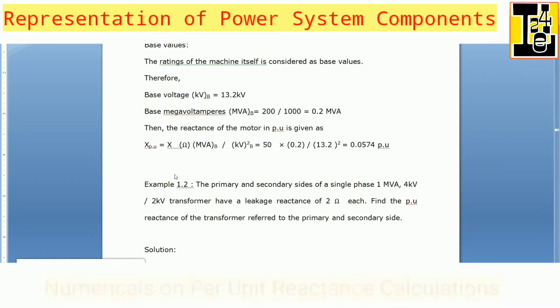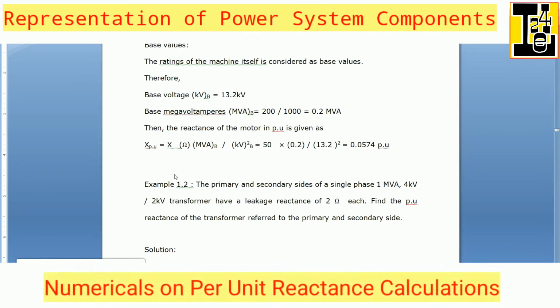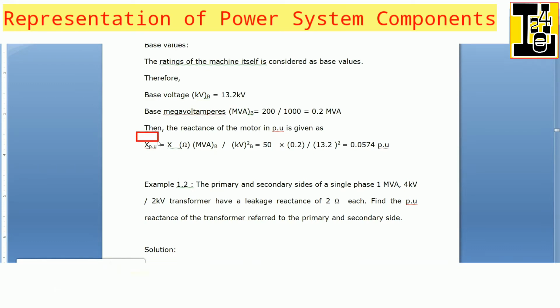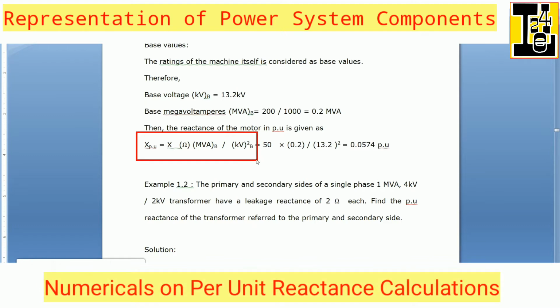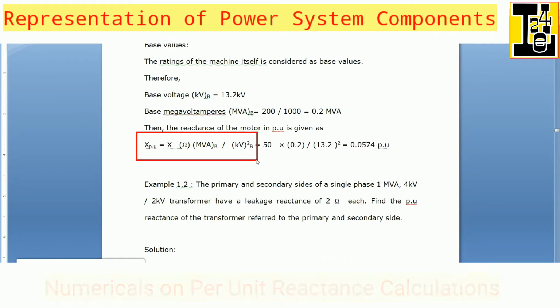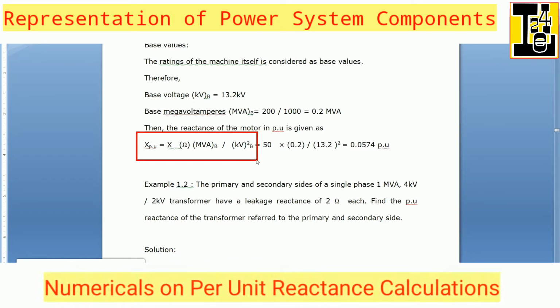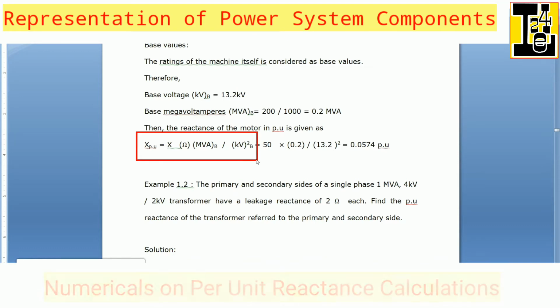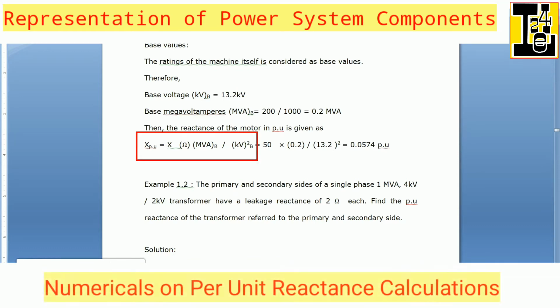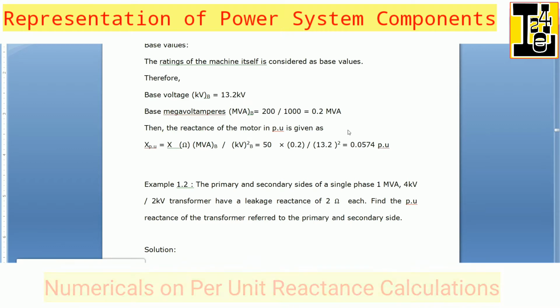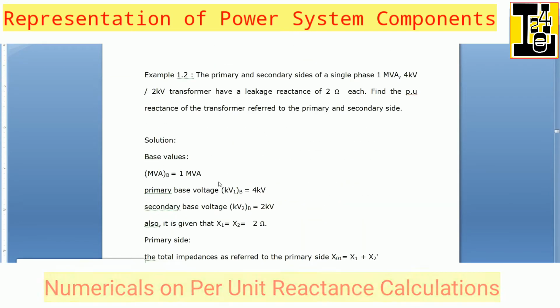Then the reactance of the motor in per unit is given as, we know the formula, X per unit is equal to X ohm into MVA base divided by kilovolt base square. Substitute the values, we will get X per unit is equal to 0.0574 per unit. So this is the solution of the first example. Let us go through the second example.